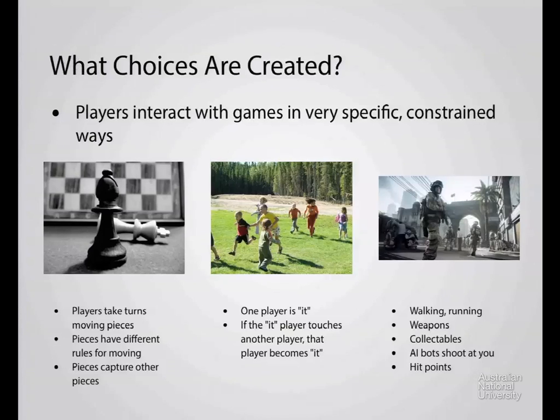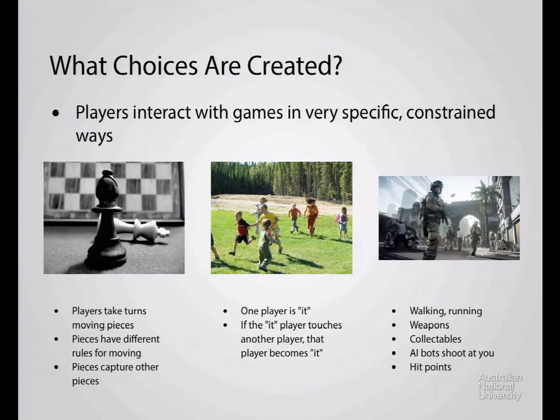Different games, of course, have different rules, and different rules lead to different choices. So the game of chess, for example, if you overly simplify the rules, you can break it down into three main factors. Players take turns moving pieces around a game board. Each piece has a different rule for how it moves, and pieces can capture other pieces. That's chess at its fundamental level.